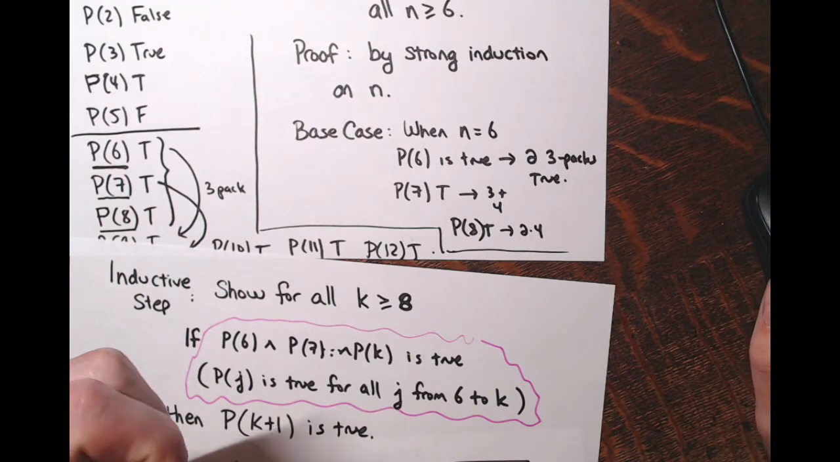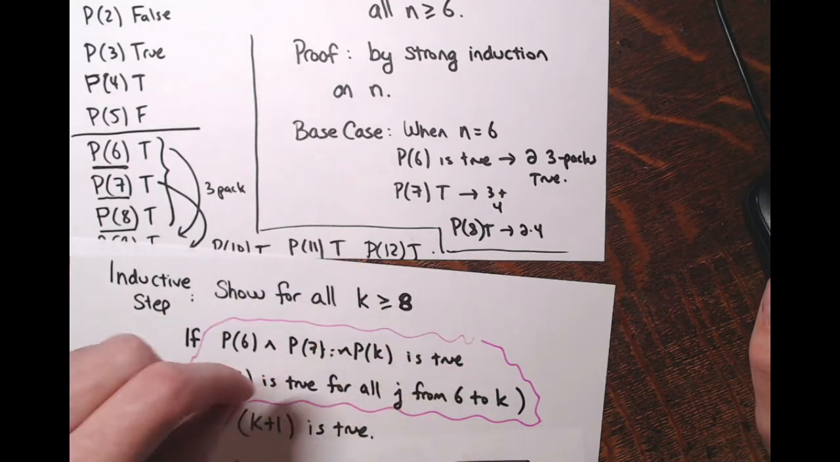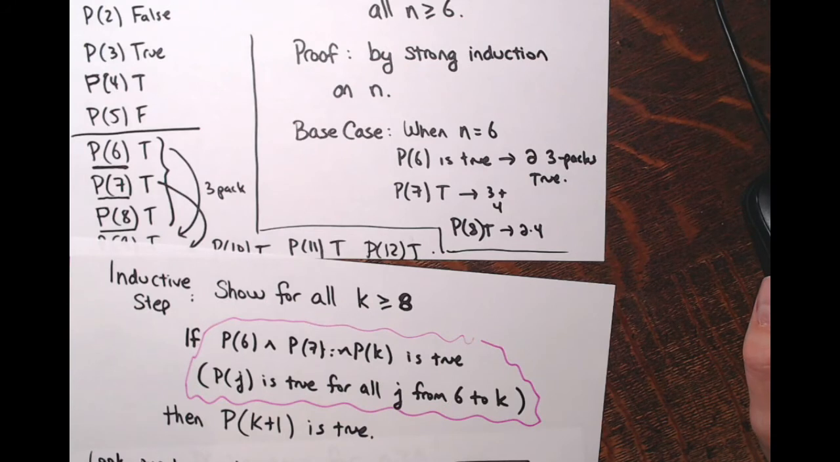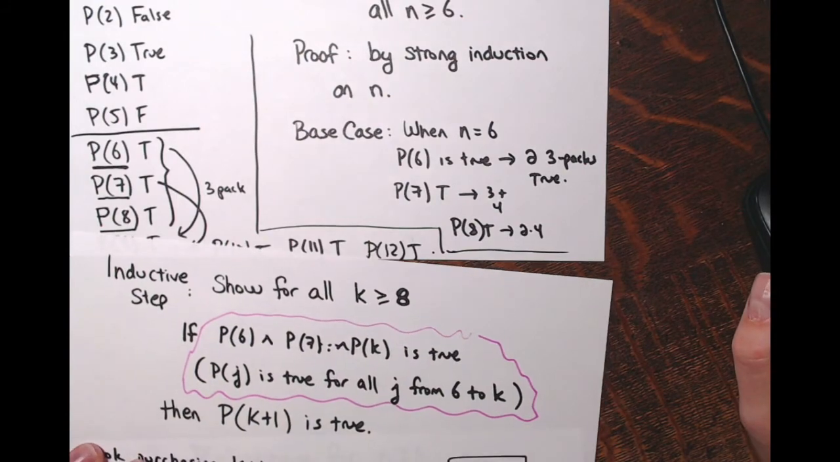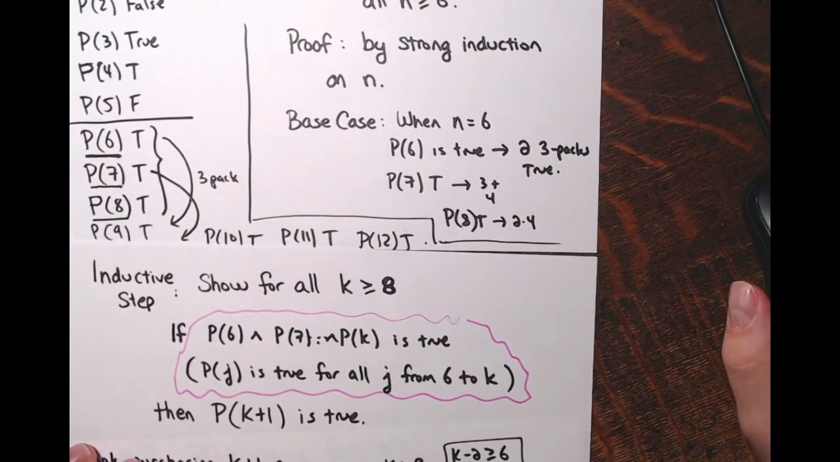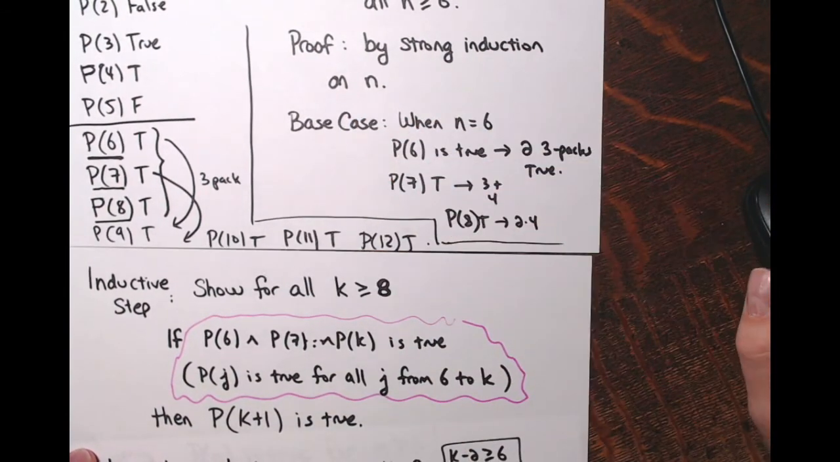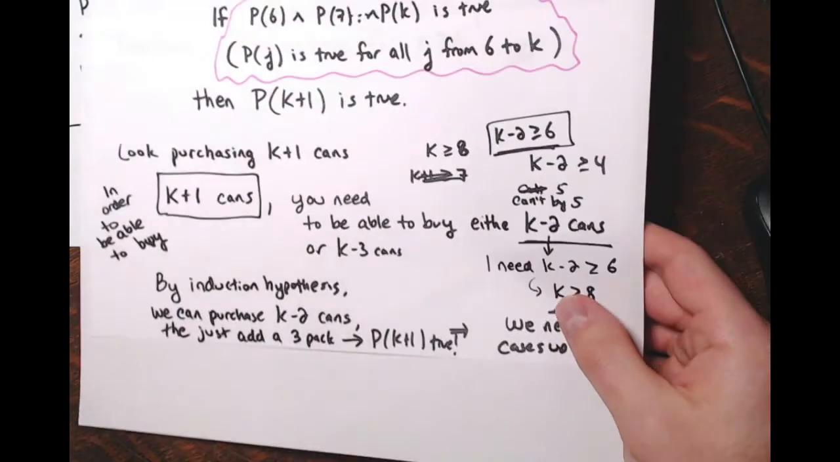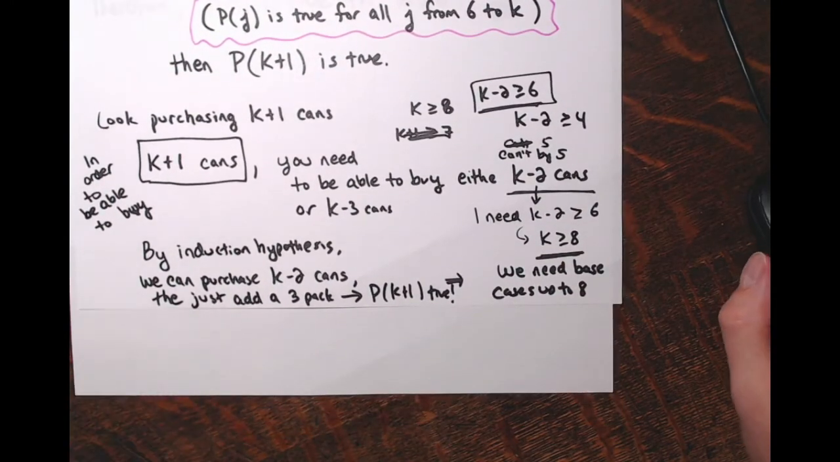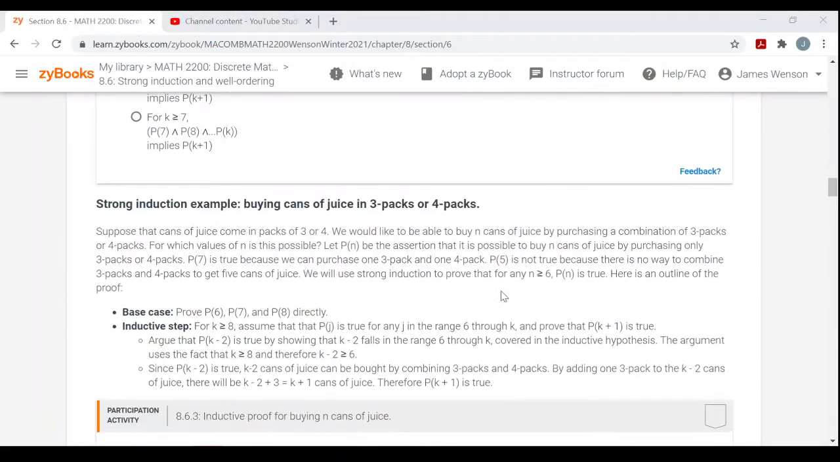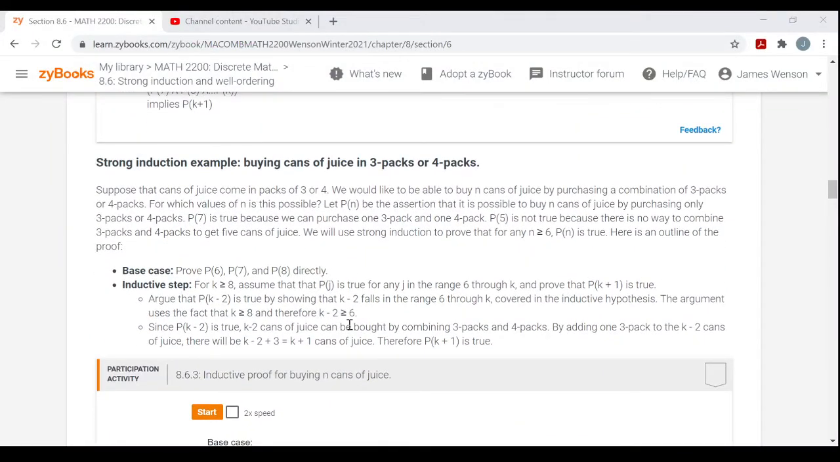I need enough base cases so that when I took away a 3-pack, if I wanted to get k plus 1 cans, I needed a 3-pack. When I took away a 3-pack, that'd be k minus 2. I need k minus 2 to be in the range from 6 to k. I need it to be greater than or equal to 6. That's why I needed to go to 8, so that k minus 2 could be greater than or equal to 6. And they explain all that here. They want k minus 2 to be greater than or equal to 6 and all that.